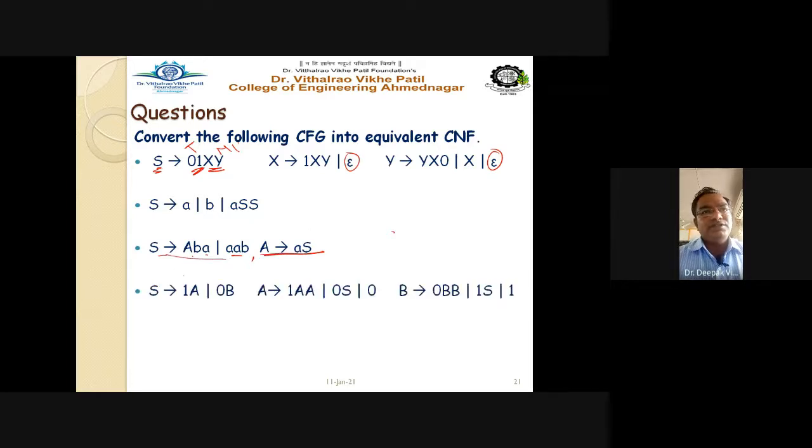The next one is another example. S produces 1A and S produces 0B. Again, 0 and 1 are your terminals, whereas A and B are your non-terminals. Capital A produces 1A, 0S and 0, whereas capital B produces 0BB, 1S and 1. So these are the four examples. You have to try them on your own. This is the context-free grammar. Just convert this grammar into the normal form with the given methods in the presentation, right?